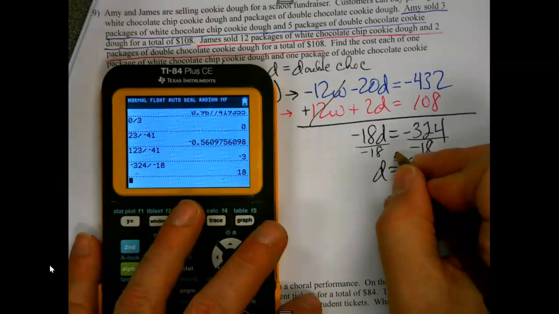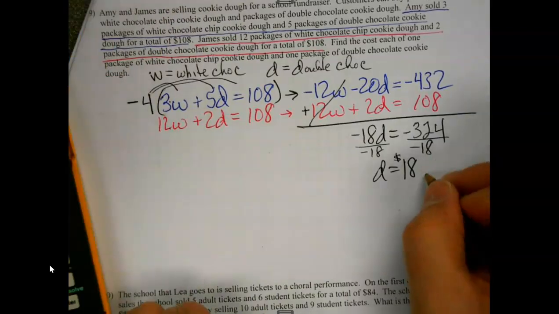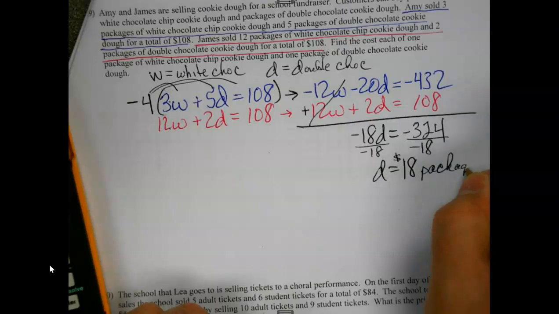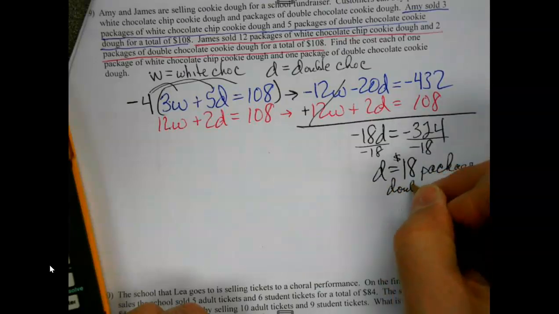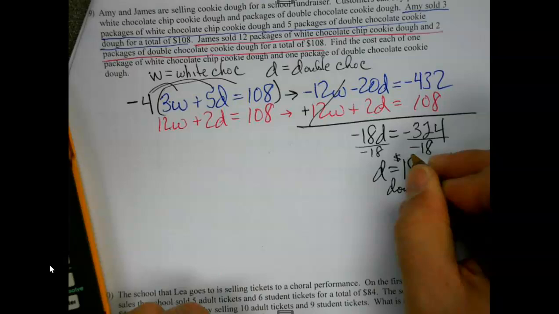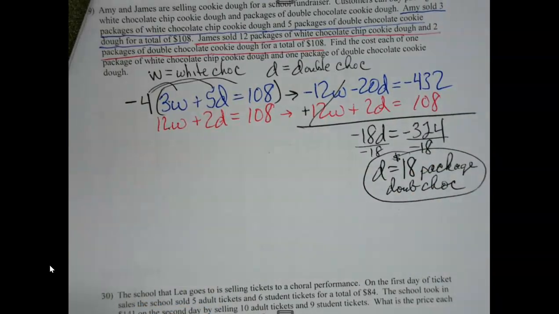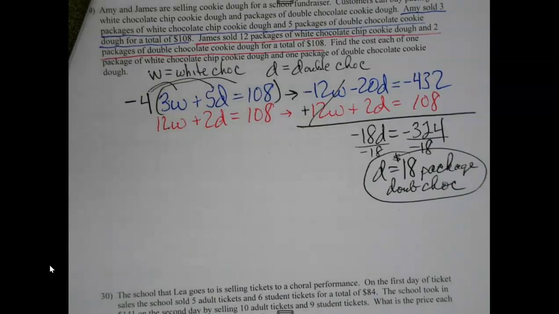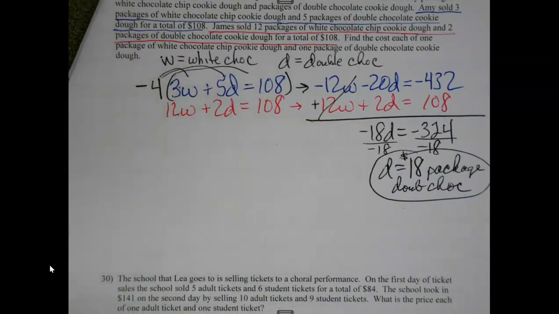So, $18 for a package of double chocolate. Must be some good stuff or a really big package. Not sure which.